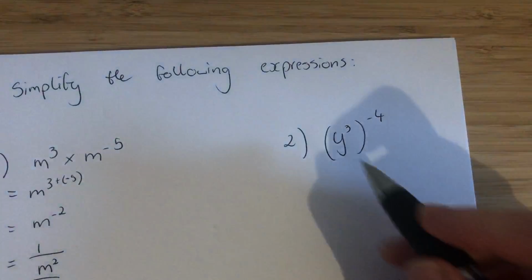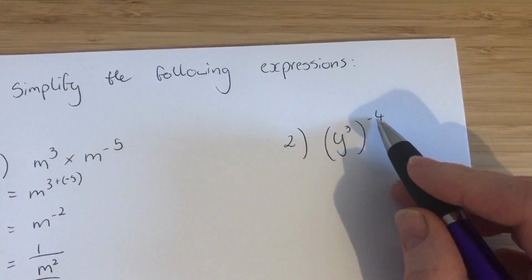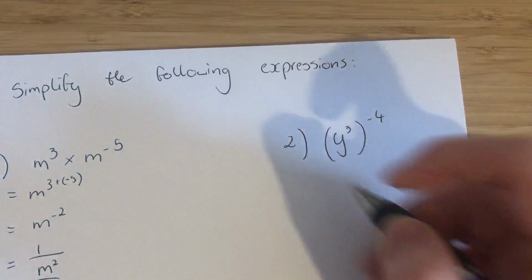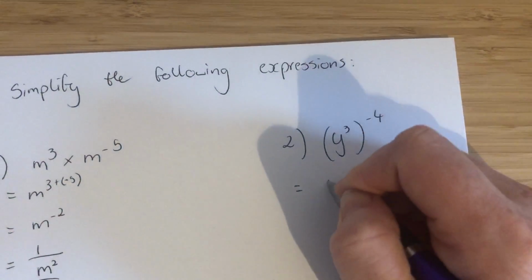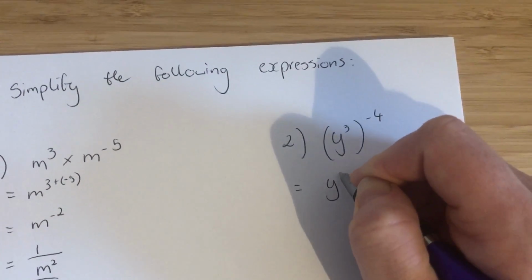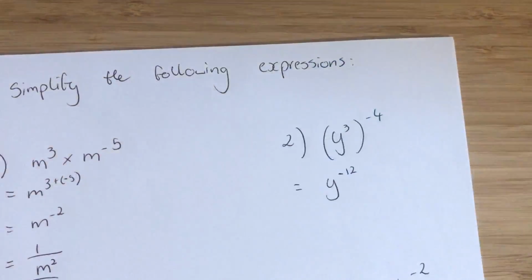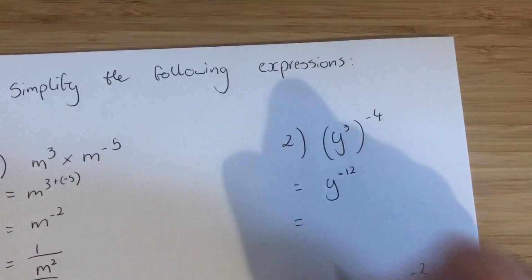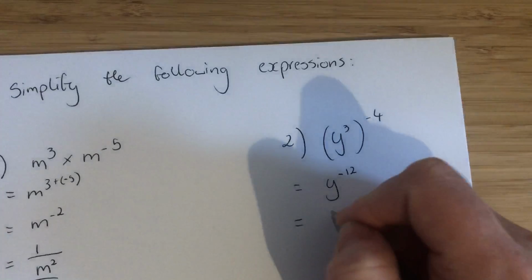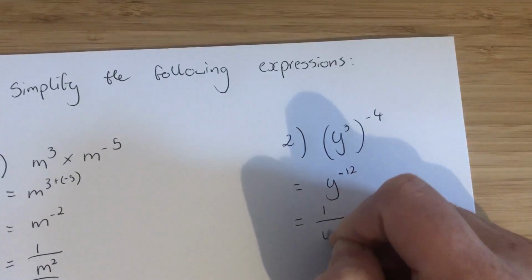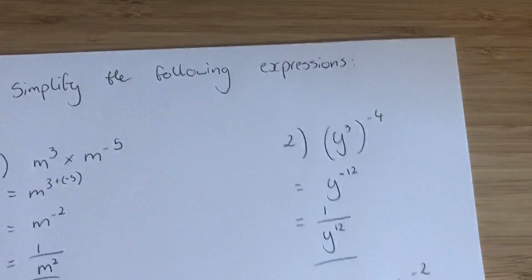Right, next one we've got y cubed to the power of negative 4. So we've got a power to a power. So we're going to multiply those powers. That becomes y to the power of 3 times negative 4, which is negative 12. Then we want to write that with a positive power as our final answer. So we change that to 1 over y to the power of 12.